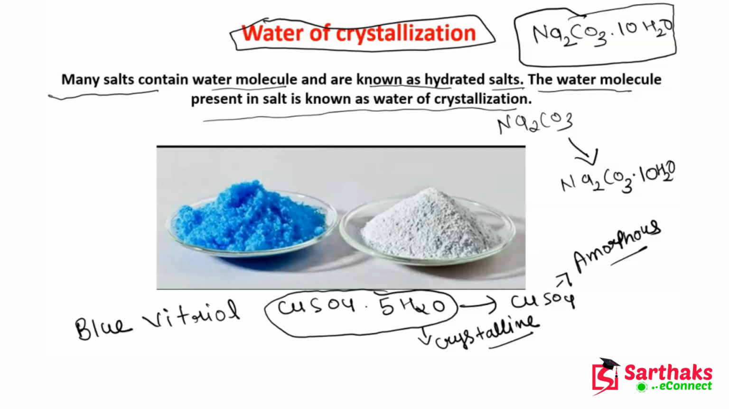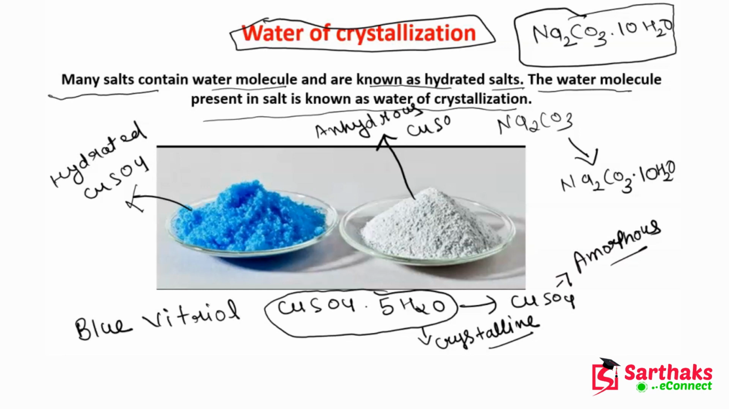So this blue powder is basically hydrated copper sulfate, because there is a presence of 5H2O. But here this 5H2O has been removed. So this is anhydrous salt, or you can say anhydrous copper sulfate, because there is no presence of water, or you can say water of crystallization. So this is a white powder, and when you hydrate it, it will become CuSO4.5H2O, and the color also changes, it becomes blue. I hope guys these things are clear to you, water of crystallization.